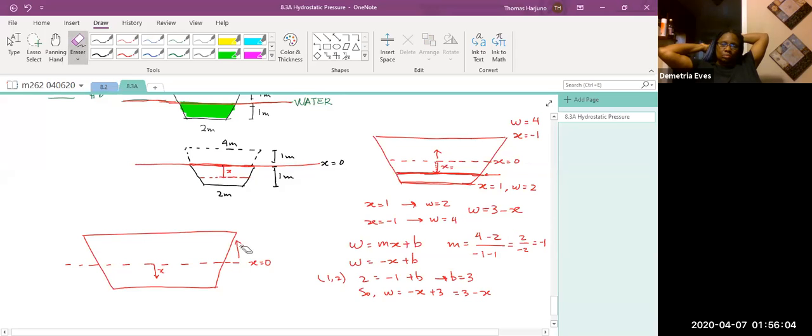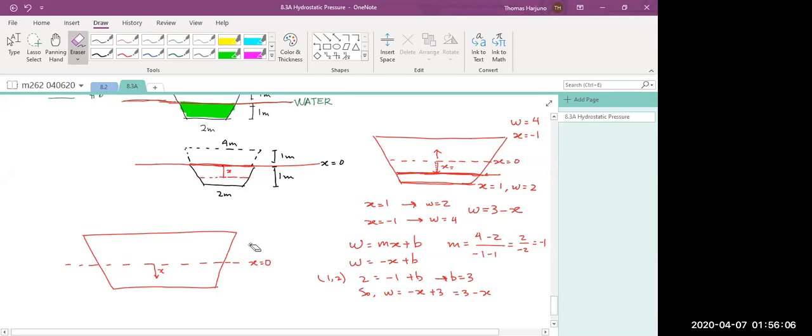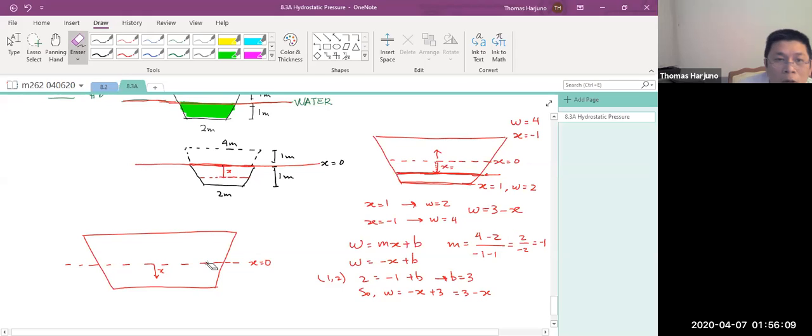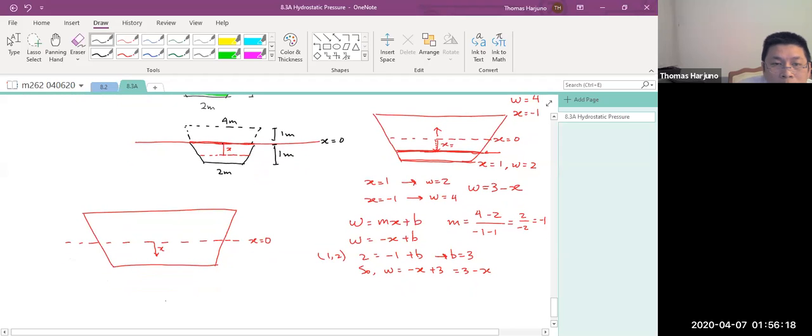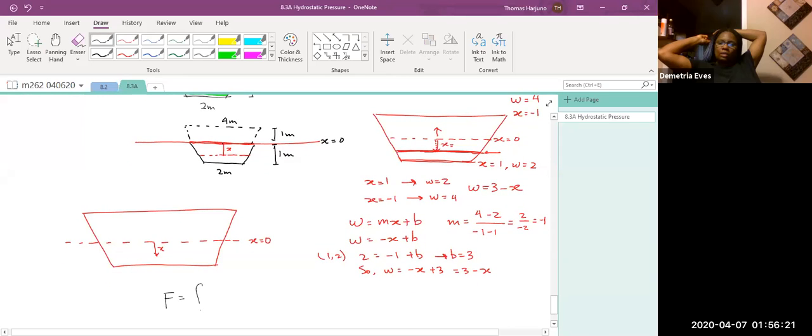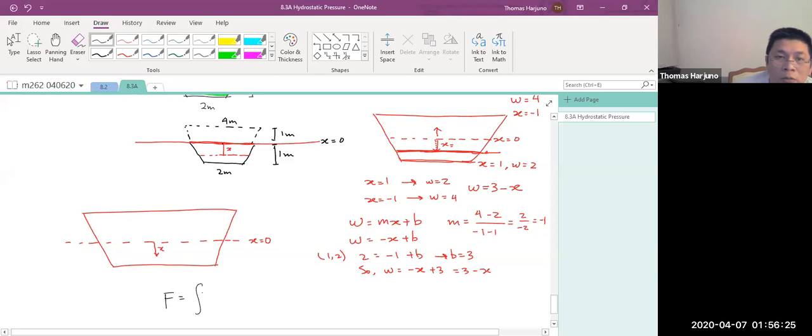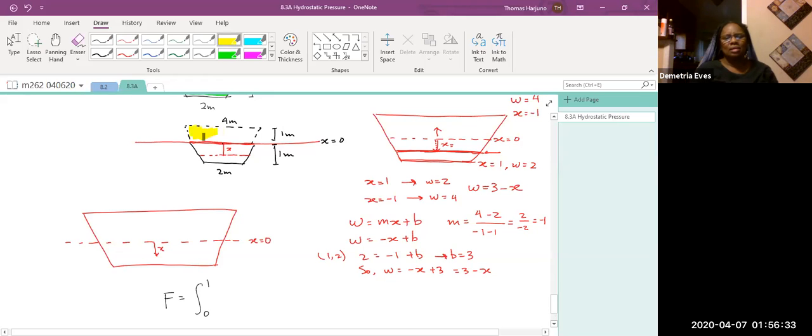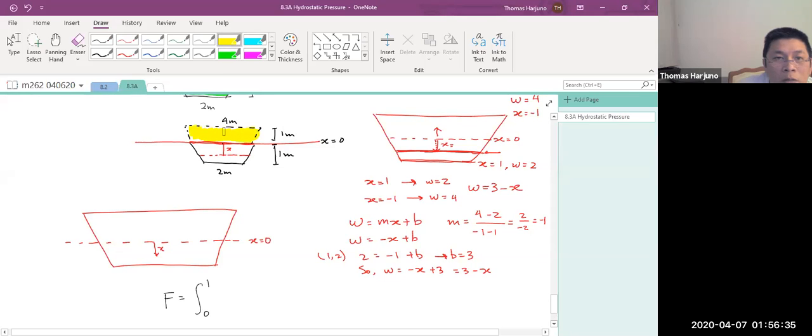Now, therefore, my x here later on will be from what to what? 0 to 1, because we're not concerned about the other part. We don't concern ourselves with the part not in the water. So we only concern ourselves with this one here.